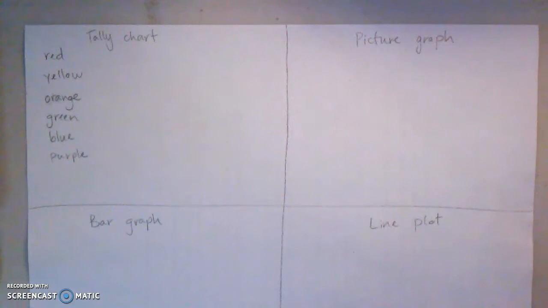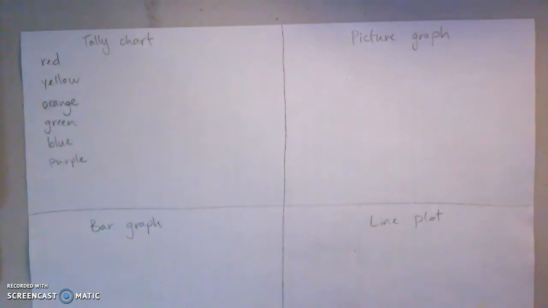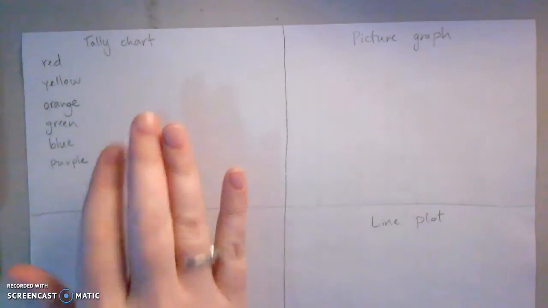You could do the number of toys, like stuffed animals. You could do Lego pieces, Pokemon cards. I happen to have a bowl of Fruit Loops. So I'm going to be using Fruit Loops to make mine. And so I am going to draw out 10 Fruit Loops and record that information on my tally chart.